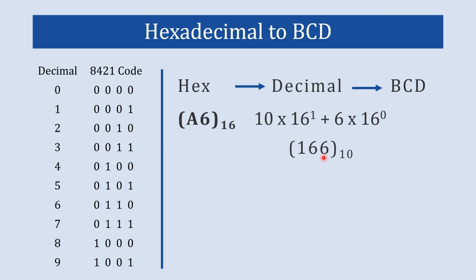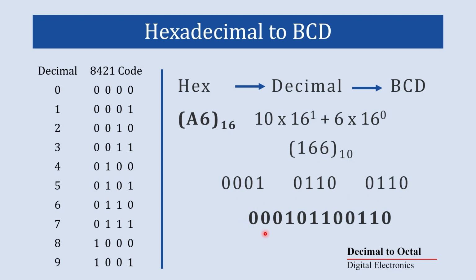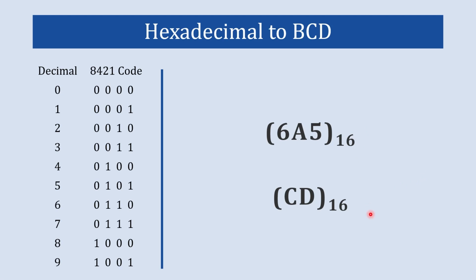And now we'll convert this into BCD. The BCD equivalent to 1 is 0001, the BCD equivalent to 6 is 0110, and again 0110. So when we combine all these numbers together, we get the final BCD code for A6. And in order to simplify this, you can ignore these 3 zeros and write this number like this. Now here I have provided two hexadecimal numbers, and you're supposed to convert them into BCD code, and then quickly write the answer in the comments to check whether you have got the concept correct or not.